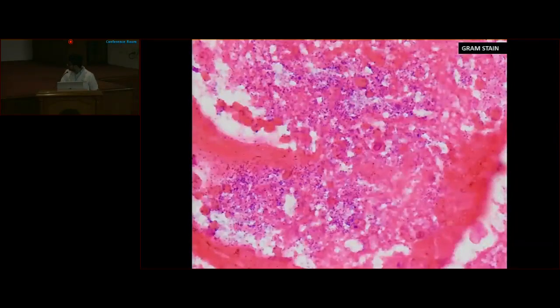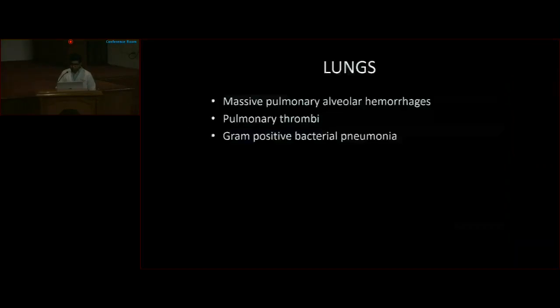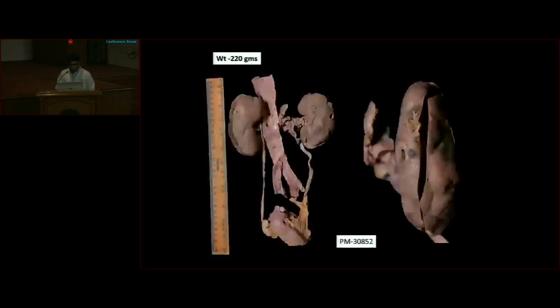This is the gram stain shown here, and it shows the blue gram-positive cocci in the alveolar spaces. However, PAS and gram stains performed ruled out any presence of fungi or gram-negative organisms. Summarizing the findings in lung: massive pulmonary alveolar hemorrhages, pulmonary thrombi, and gram-positive bacterial pneumonia.